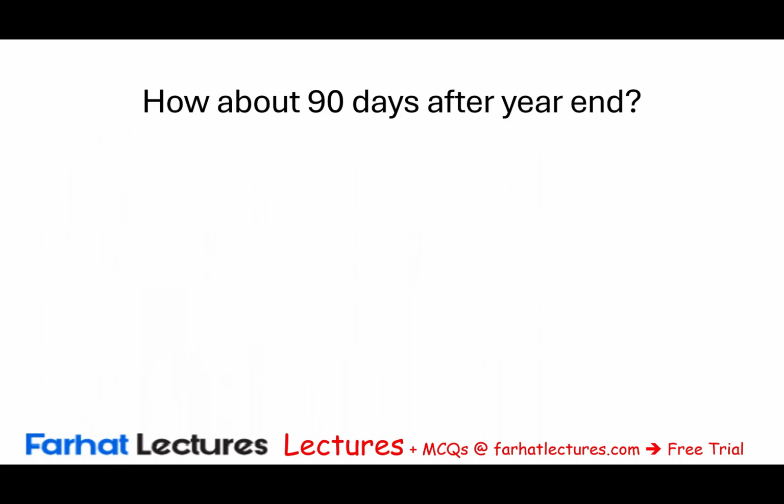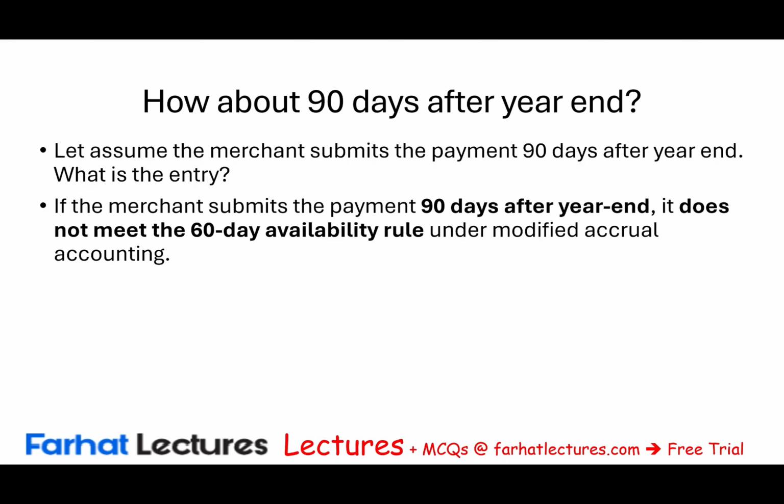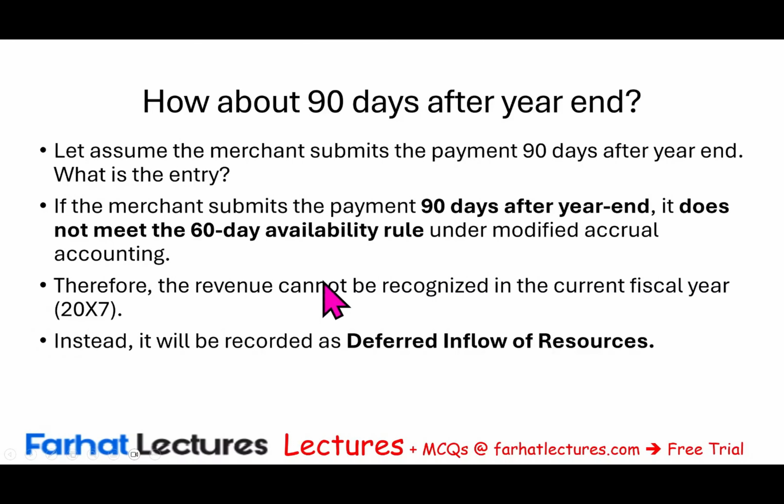Let's change the example a little bit. How about if we received 50 million 90 days after year end? Well, remember, the eligibility criteria for this city is 90 days. So under modified accrual, here we'll debit receivable and we credit deferred inflow of resources.